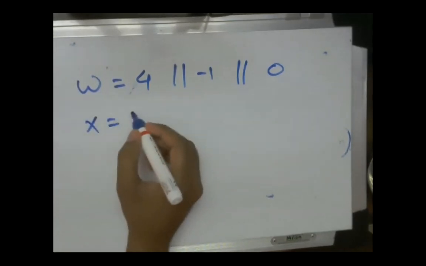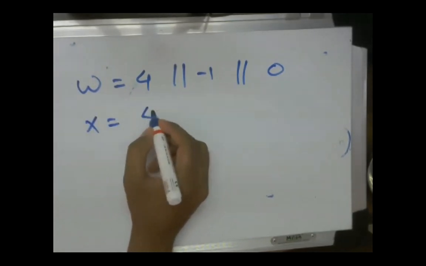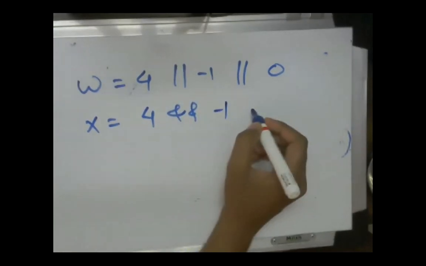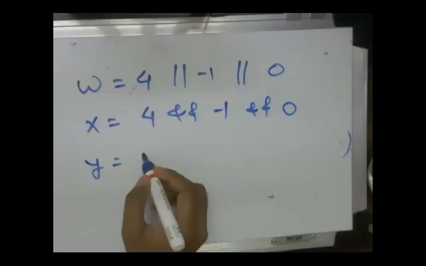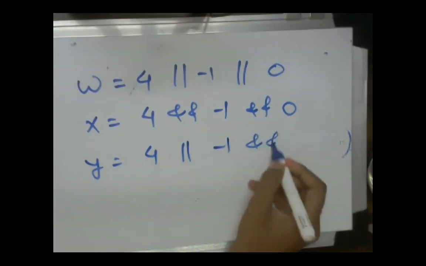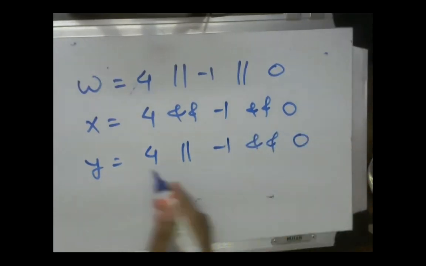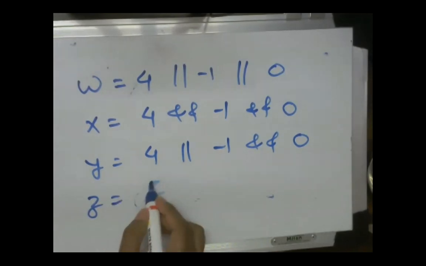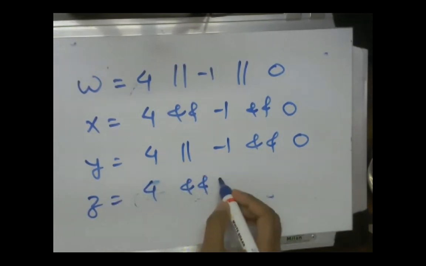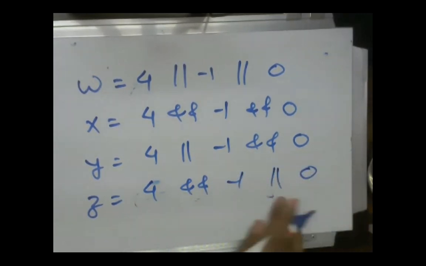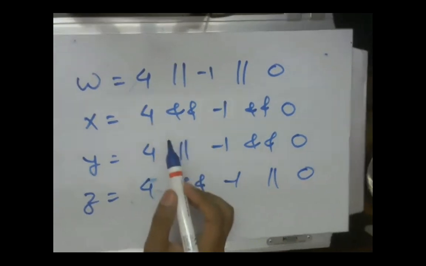x equal to i, which is 4, and with minus 1, and with 0. y is equal to 4, or with minus 1, and with 0. And z is equal to i, which is 4, and with j, that is minus 1, or with 0. Okay, so let's take the first one.